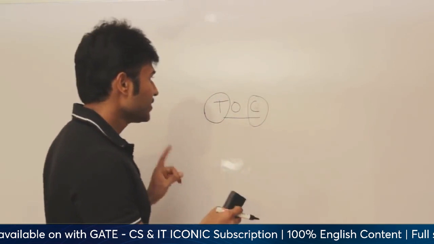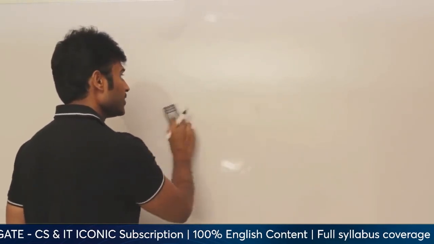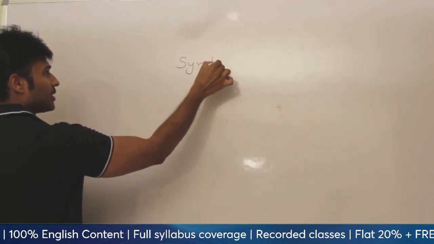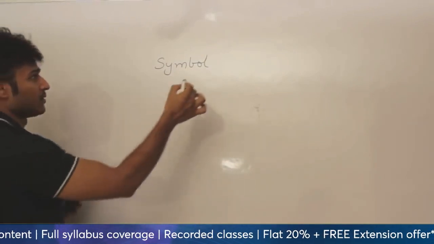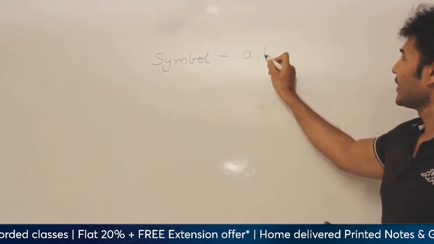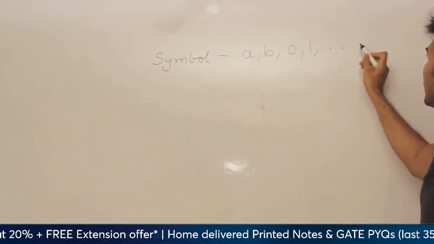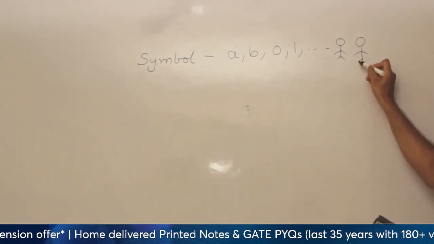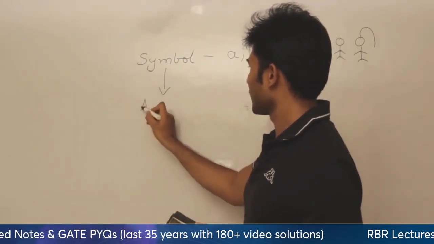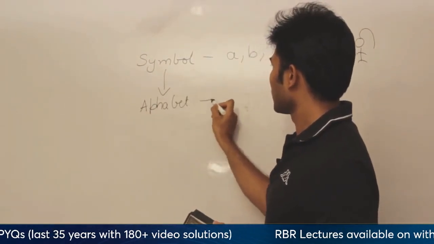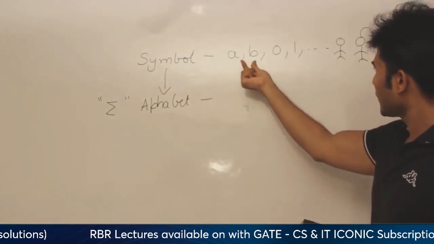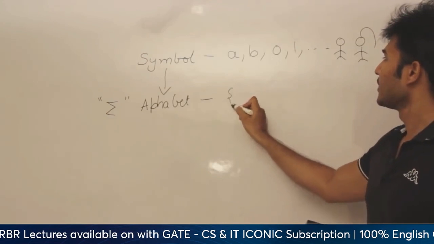Okay, so I'm going to discuss all the basics now, right? First of all, the basic of this subject is a symbol. What is a symbol? A symbol is the basic building block in this subject of TOC, and a symbol can be any letter or anything. Even you can have PYQs. This is a symbol. From symbols we can form an alphabet. This is generally represented by sigma. Sigma is also called the alphabet. So the alphabet is nothing but some collection of these symbols. For example, A comma B.